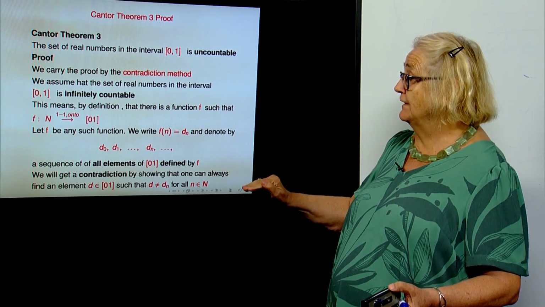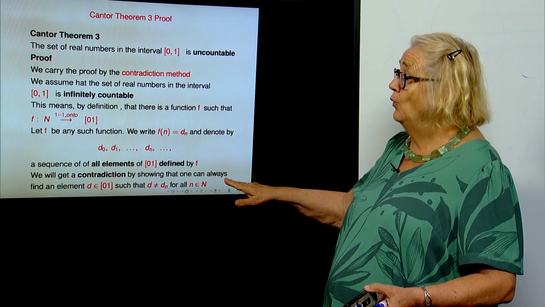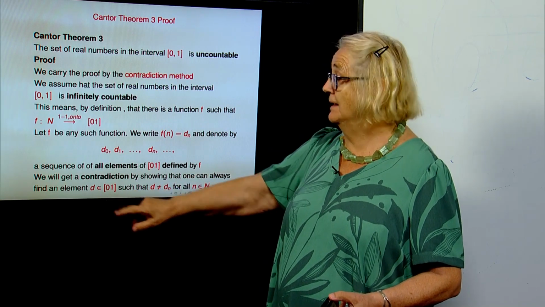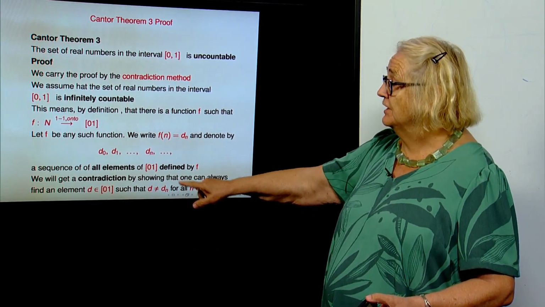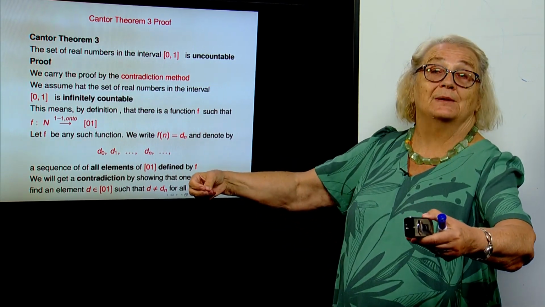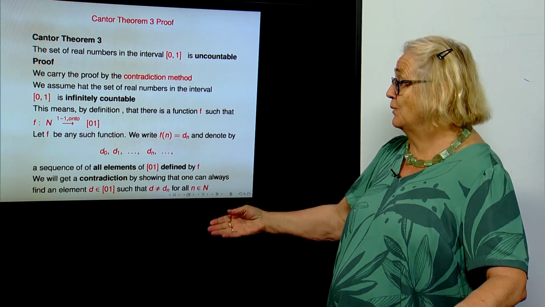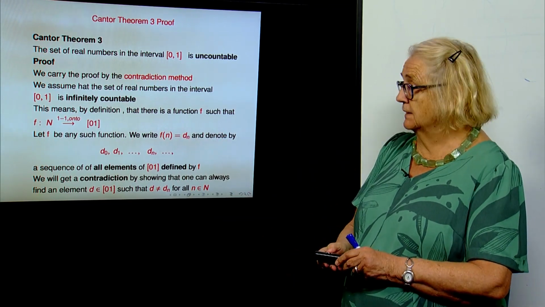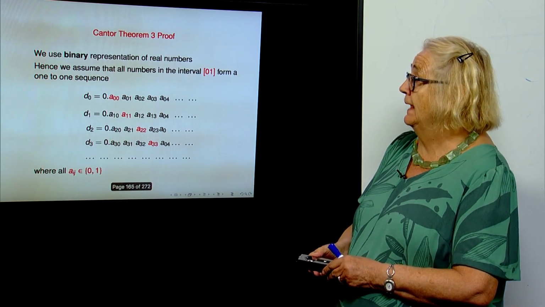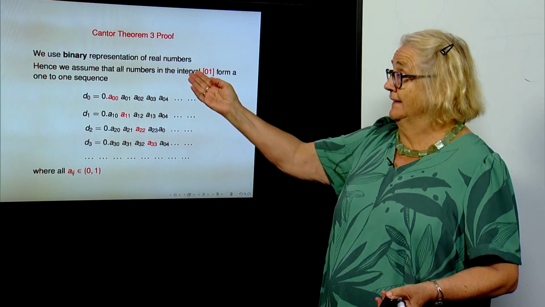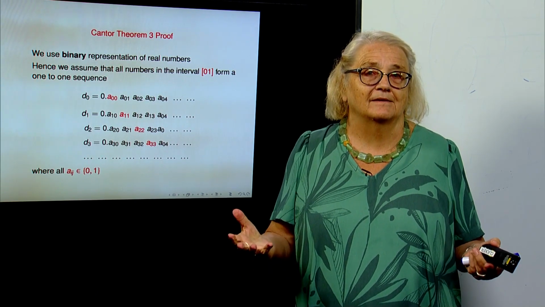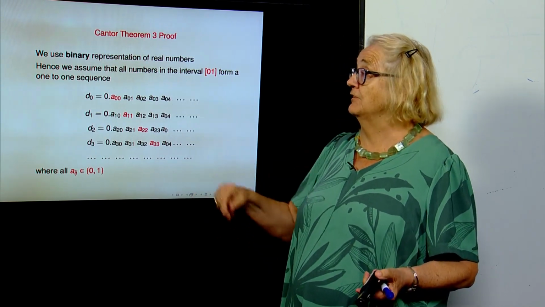Now, we get the contradiction showing that one can always construct an element in the interval [0, 1] that is different from all elements already, which we assumed were all the elements of [0, 1]. So the contradiction shows that it's impossible for it to be countably infinite. And how do we do it? We use the binary representation of real numbers in the interval [0, 1].